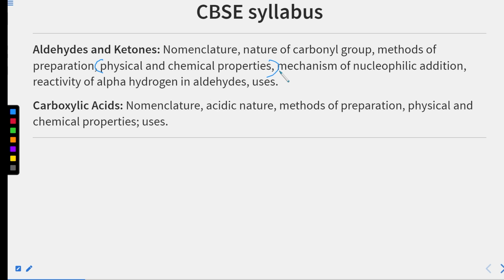Then we will see how the mechanism goes. This chemical property is basically related to nucleophilic substitution, so we will see the mechanism of nucleophilic substitution, or addition, I would say. Regarding the reactivity of alpha hydrogen, this is specific to the aldol reaction and Cannizzaro reaction, which will be covered tomorrow.